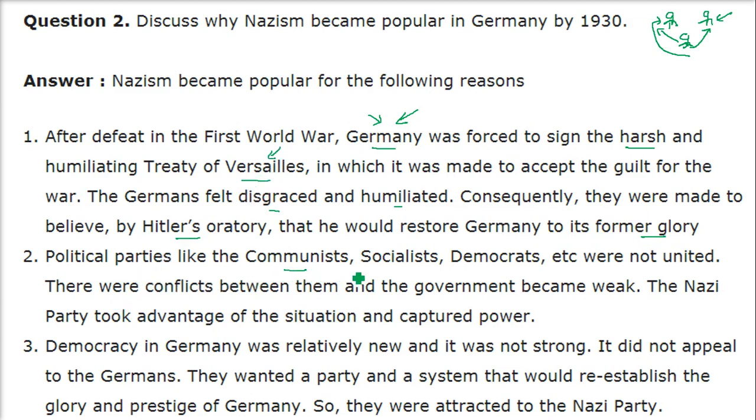Political parties like the Communists, the Socialists and Democrats were not united. There were conflicts between them. The government became weak. Now the Nazis took advantage of this situation and captured power. Democracy in Germany was relatively very new and not very strong. It didn't appeal to Germans because they were at that time very nationalistic. They wanted a party and a system that would re-establish the glory and the prestige of their country, Germany. So they were attracted to the Nazi party.